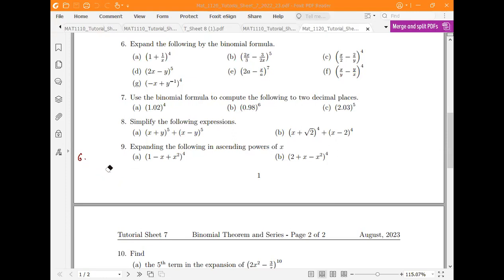So then there's nothing much there that we need to talk about. If I can do G, let me do 6G minus x plus y minus 1 to the power 4. If you want, we can write this as minus x plus 1 over y to the power 4.